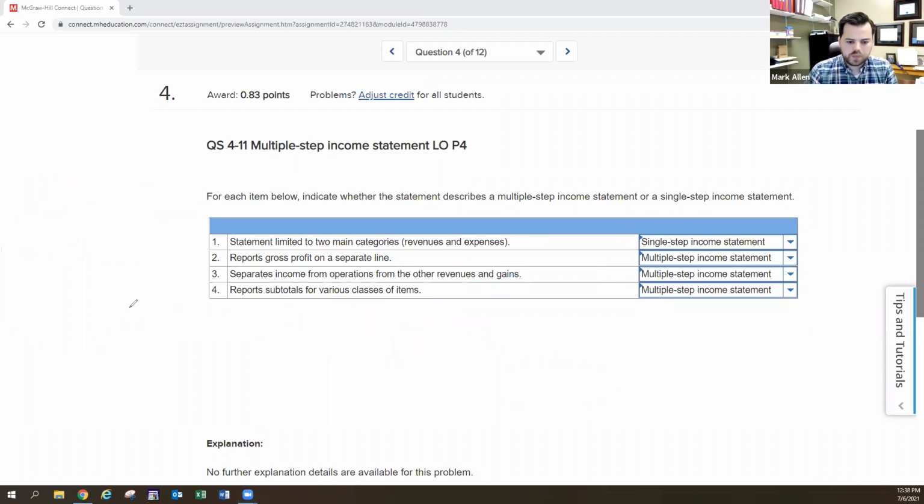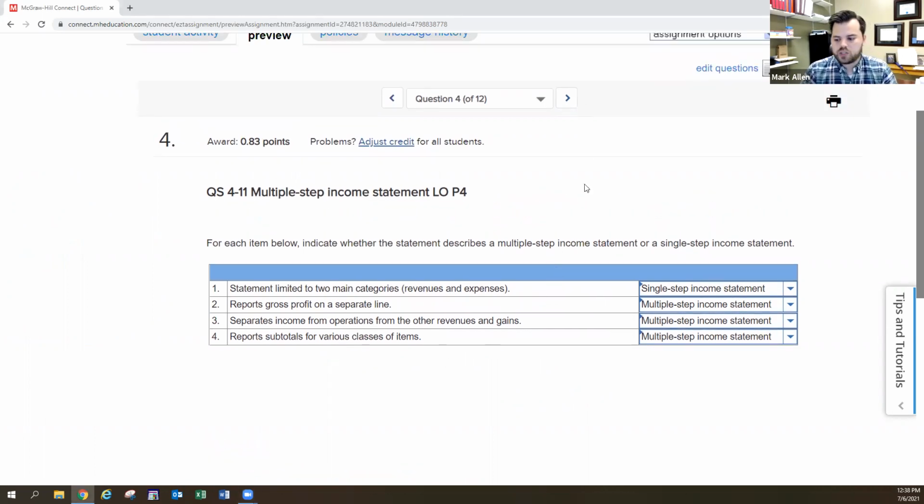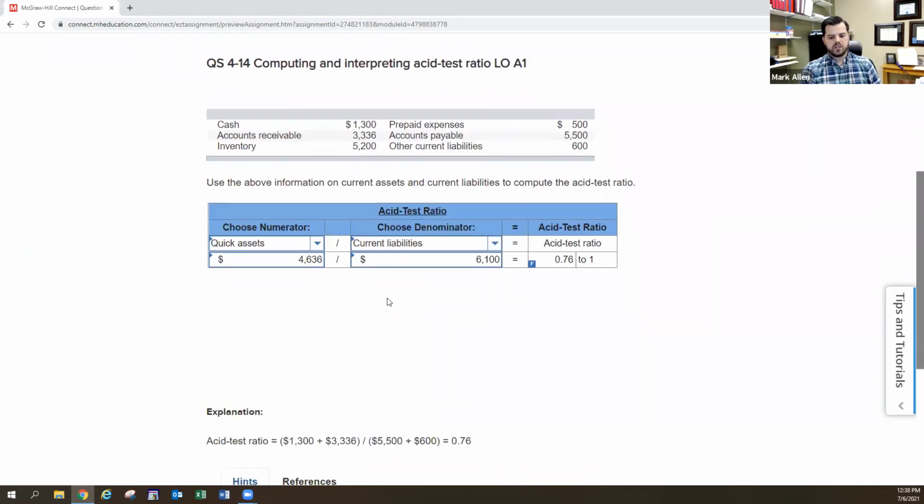So very good. Now, number 4, report subtotals for various classes of items. Of course, there's not a subtotal for here other than just total revenues and total expenses. So there's really nothing happening with the single step income statement. The multi-step income statement we will see in just a minute has quite a few subtotals with it. So that brings us to the end of question 4. So we'll now be moving into question 5.